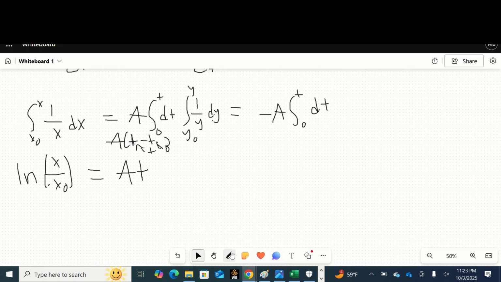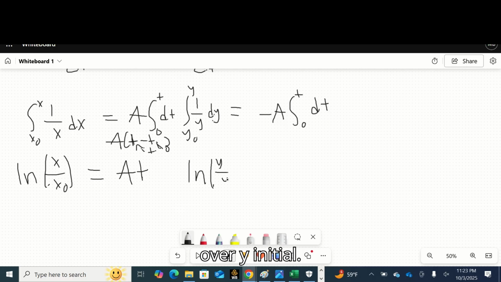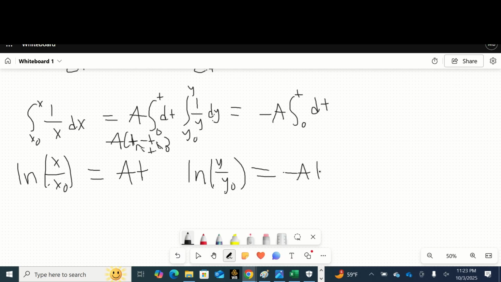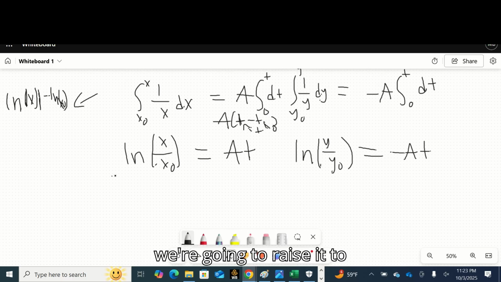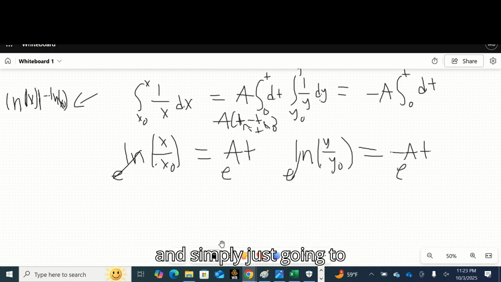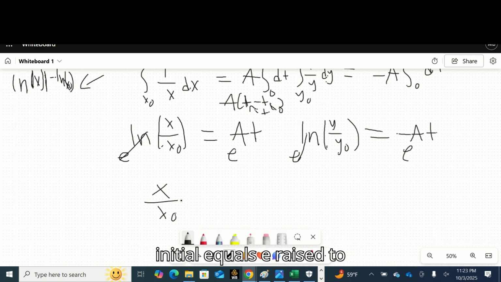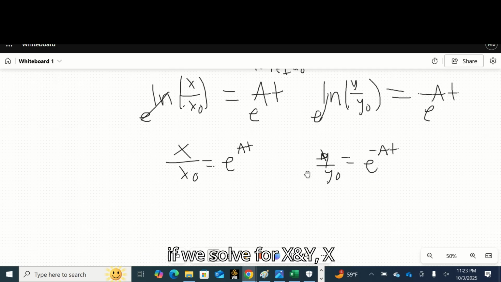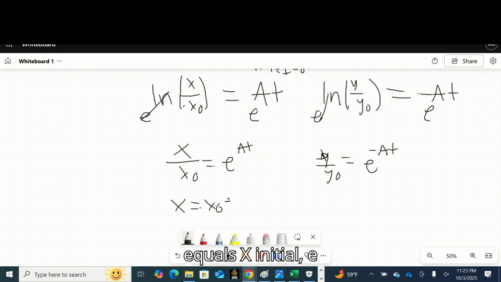And here, this is going to be the same as this, where we have the natural log of y over y initial. You can just refer to those steps, is equal to, and you can refer to those steps again. And now we're going to raise it to e, and we simply get x over x initial equals e raised to at, y over y initial equals e raised to negative at. If we solve for x and y, x equals x initial e raised to the at, y equals y initial times e raised to negative at.